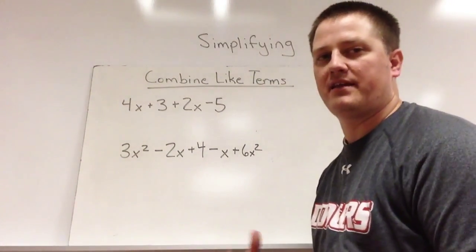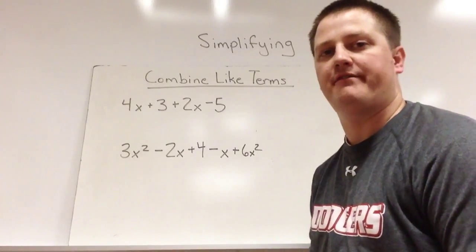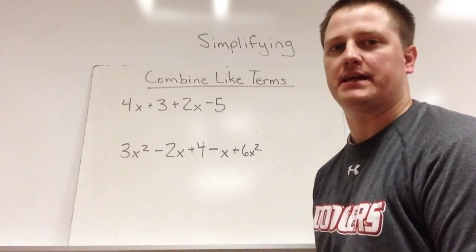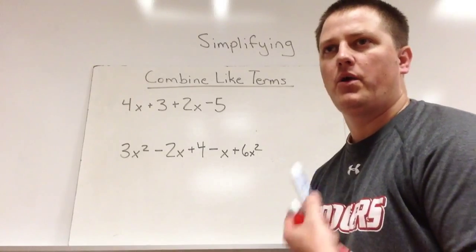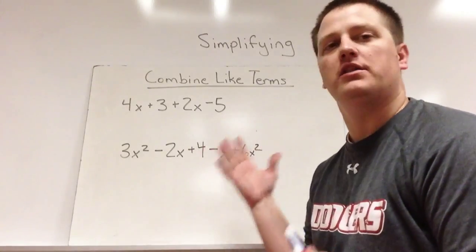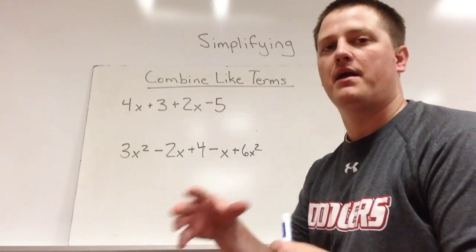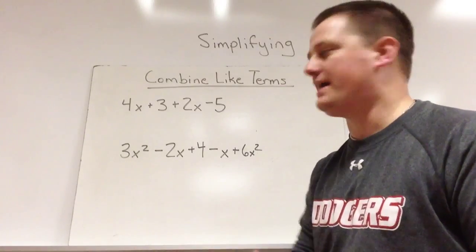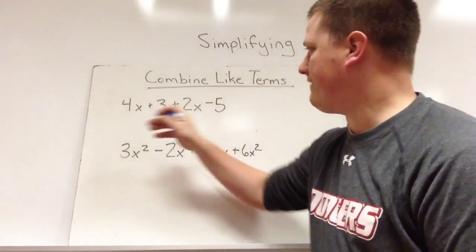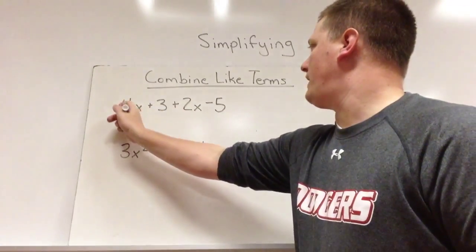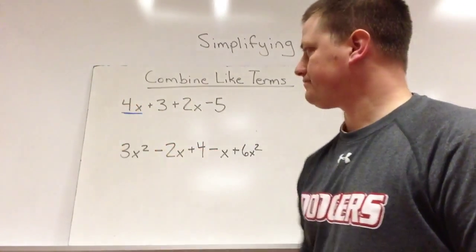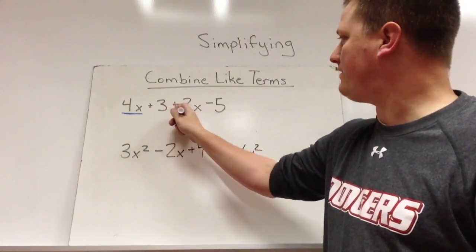Like terms is kind of the same thing. It's just a version of addition. The only difference here is, what can we add? Well, like it says, it's called like. So they have to have the same variables. Like means that they're the same. So x's get added to x's. So here I have 4x.